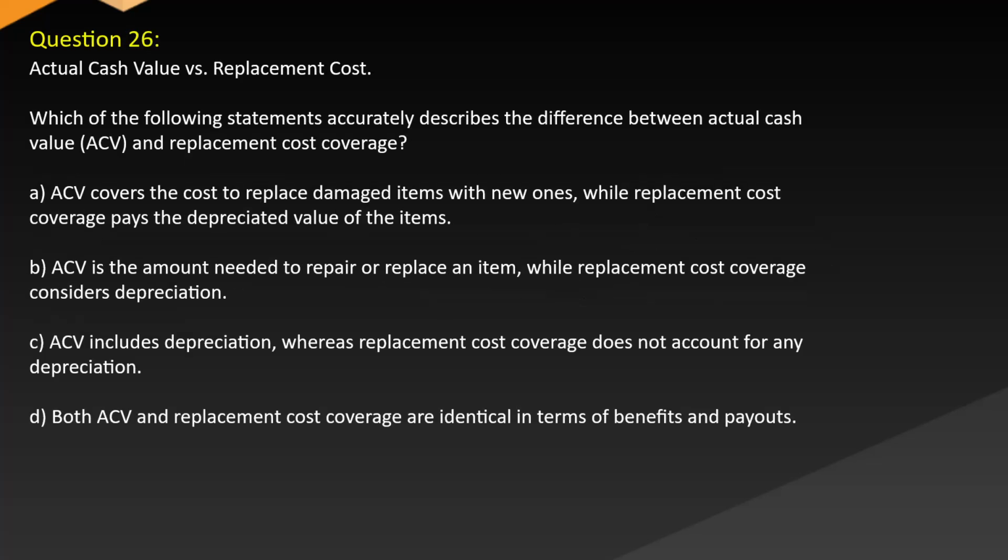Question 26. Actual cash value versus replacement cost. Which of the following statements accurately describes the difference between actual cash value (ACV) and replacement cost coverage? A. ACV covers the cost to replace damaged items with new ones, while replacement cost coverage pays the depreciated value of the items. B. ACV is the amount needed to repair or replace an item, while replacement cost coverage considers depreciation. C. ACV includes depreciation, whereas replacement cost coverage does not account for any depreciation. D. Both ACV and replacement cost coverage are identical in terms of benefits and payouts.